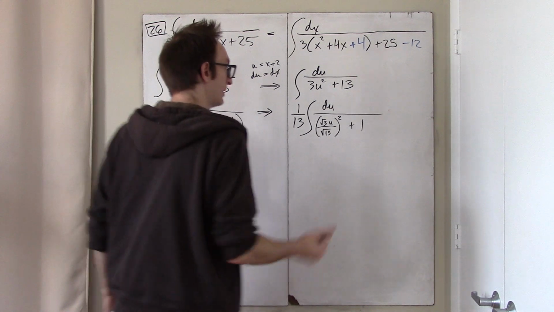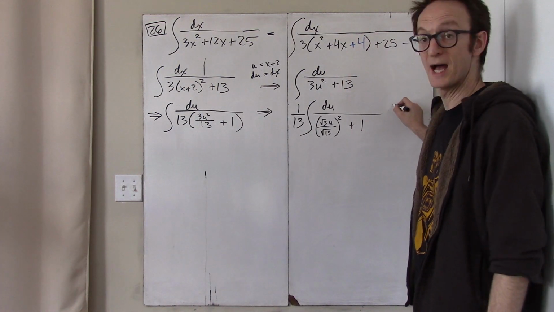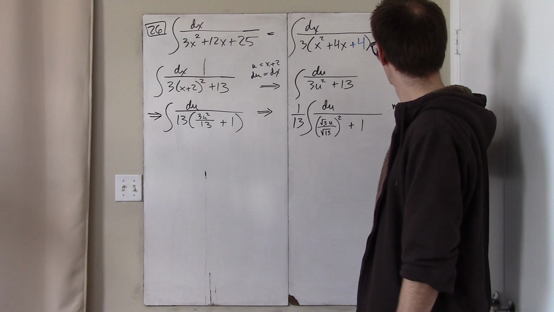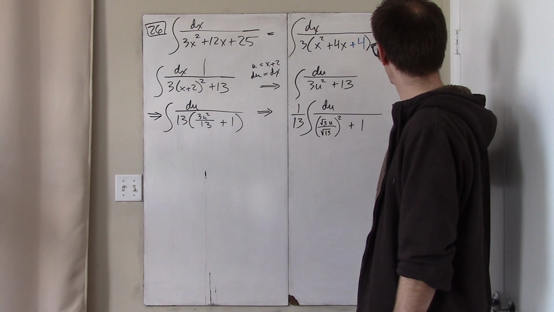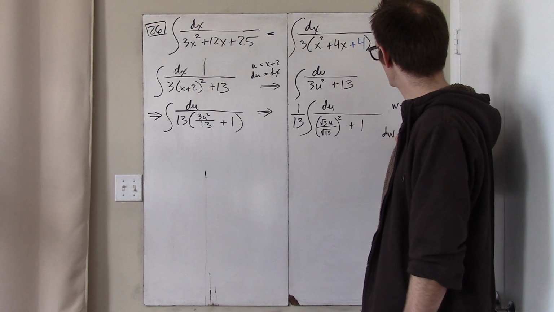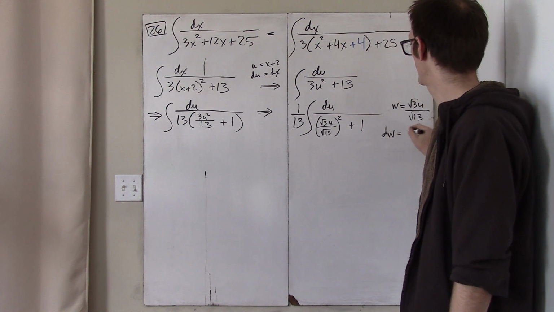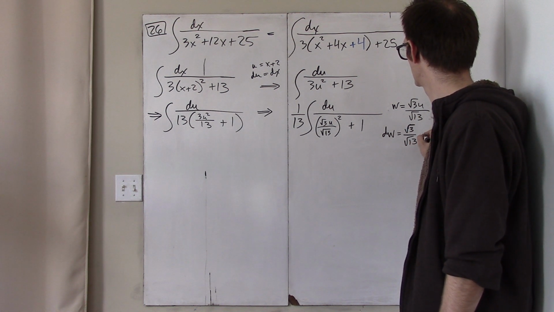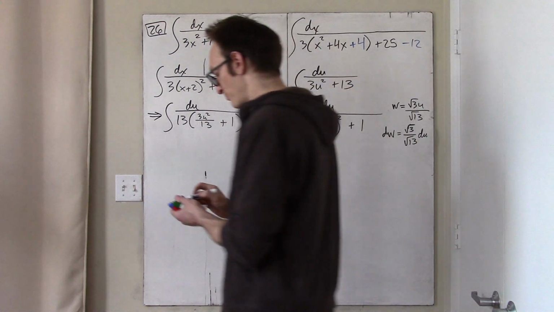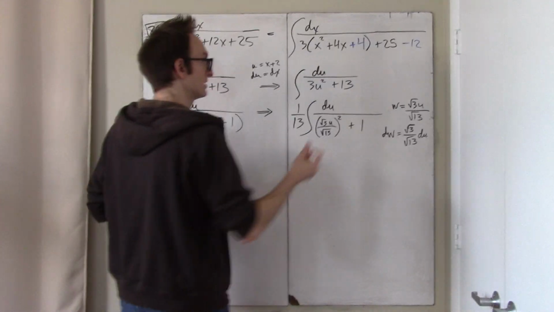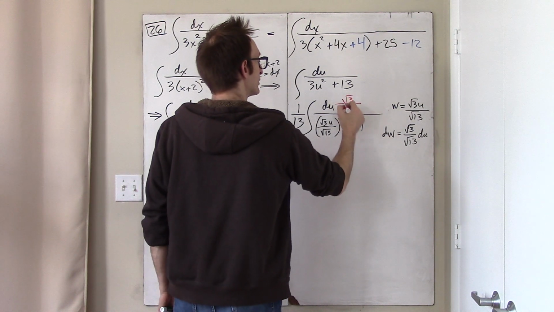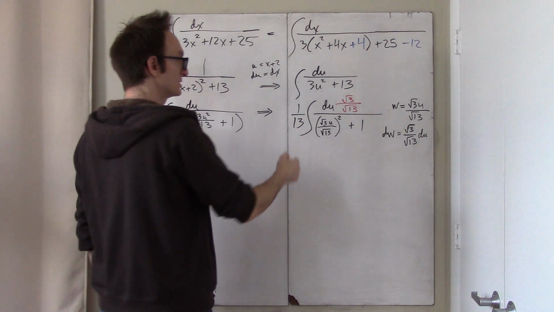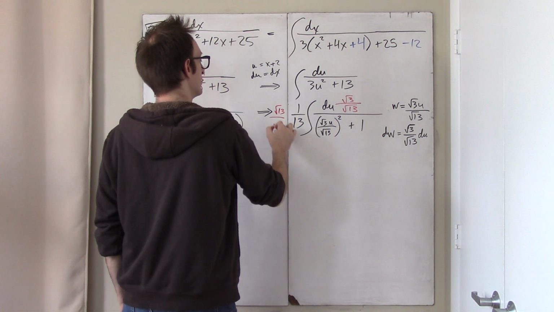I'll just... well, I guess I can do it here. What's w? Well, it's just going to be this gross thing, right? This root 3u over root 13. Then what's dw? Well, it's just going to be the derivative of that, which is just root 3 over root 13 du. So I need to put in this numerator this kind of gross root 3 over root 13, and I need to undo the damage with a root 13 over root 3.